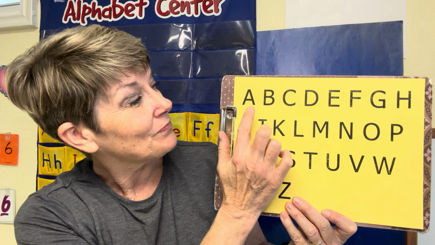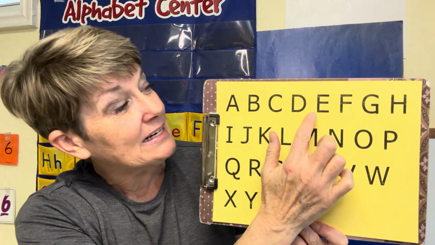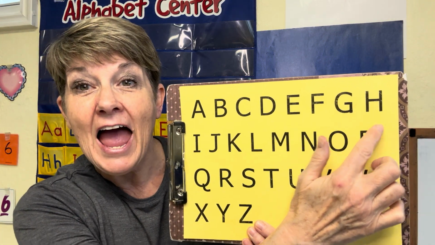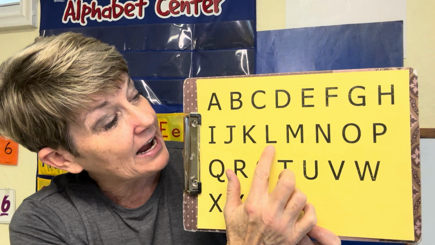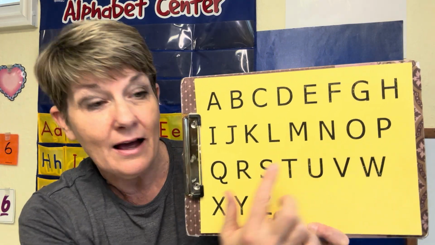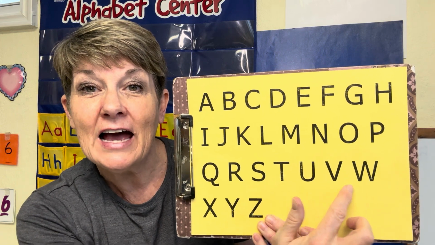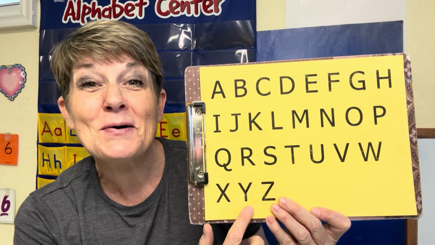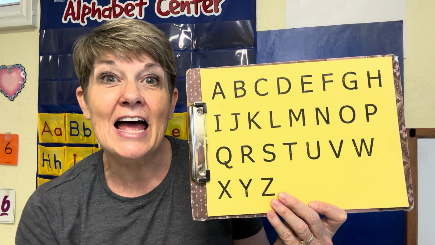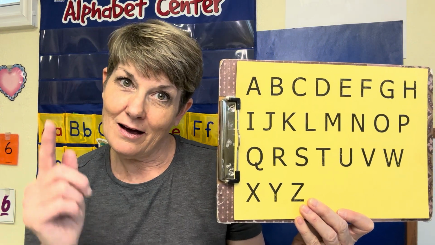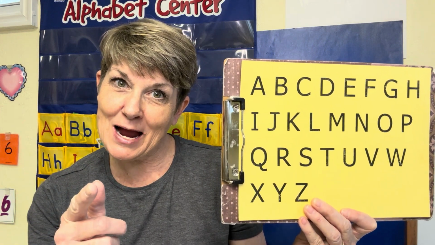Here we go. A, B, C, D, E, F, G, H, I, J, K, L, M, N, O, P, Q, R, S, T, U, V, W, X, Y, Z. Now I know my ABCs. Next time, won't you sing with me? All right, it's next time.